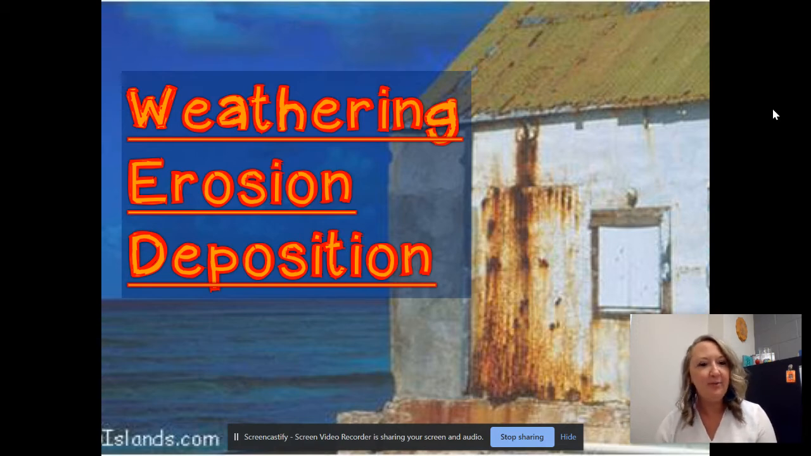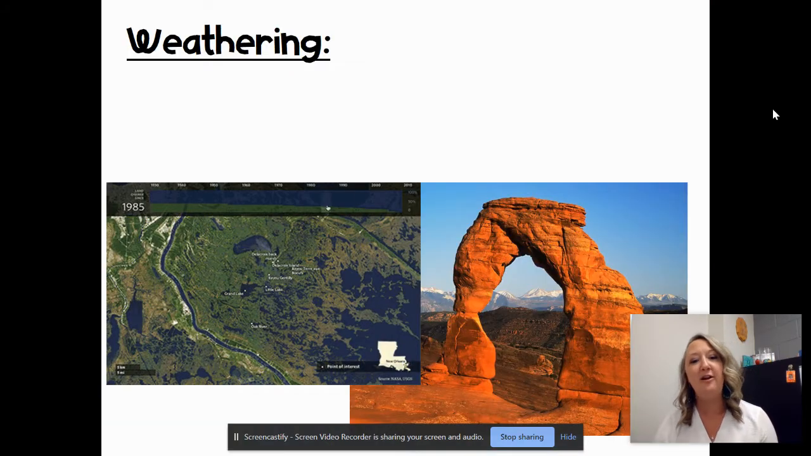Today we're going to be starting a new set of notes on weathering, erosion, and deposition. They are attached to the assignment today, so you can feel free to print those and fill them in. If you don't have them to fill in, you will need to write everything that's underlined in today's PowerPoint. So let's get started with our notes.